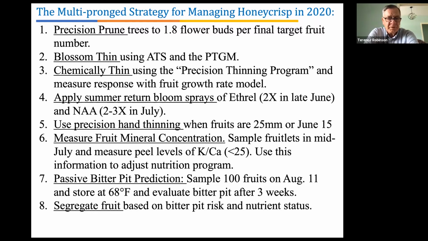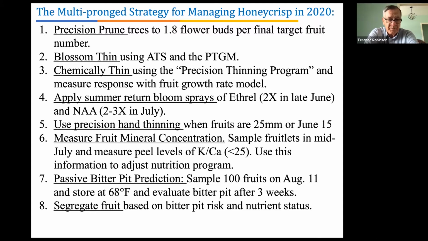We'd also further suggested that we count number of fruits and use hand thinning to get fruits to the right number when they're 25 millimeters or somewhere around mid-June. I know that many people have already completed their Honeycrisp thinning, and so we're now right on track to take the last few steps to help identify which blocks have reasonable potential to be stored and which blocks are of concern and should not be stored.